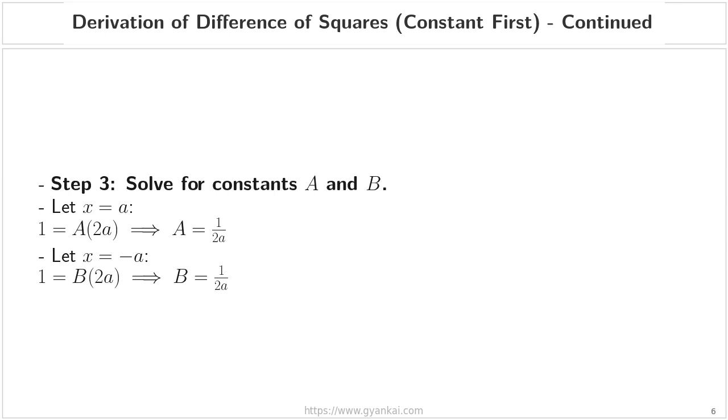Derivation of difference of squares, constant first, continued. Now let's move on to step 3, where we solve for the constants A and B. Remember, we set up our partial fraction decomposition earlier. We're going to use a clever trick here.